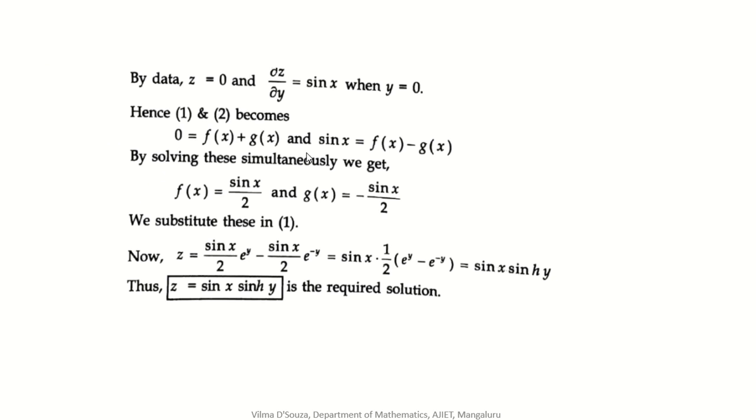Right, I have written here, you can see f of x plus g of x equal to 0. f of x minus g of x is sin x. So if you add both, what do you get? When you add both, 2 f of x is equal to sin x, or f of x is sin x by 2. So what is g of x? Minus f of x, that is minus of sin x by 2. So substitute this in equation 1.